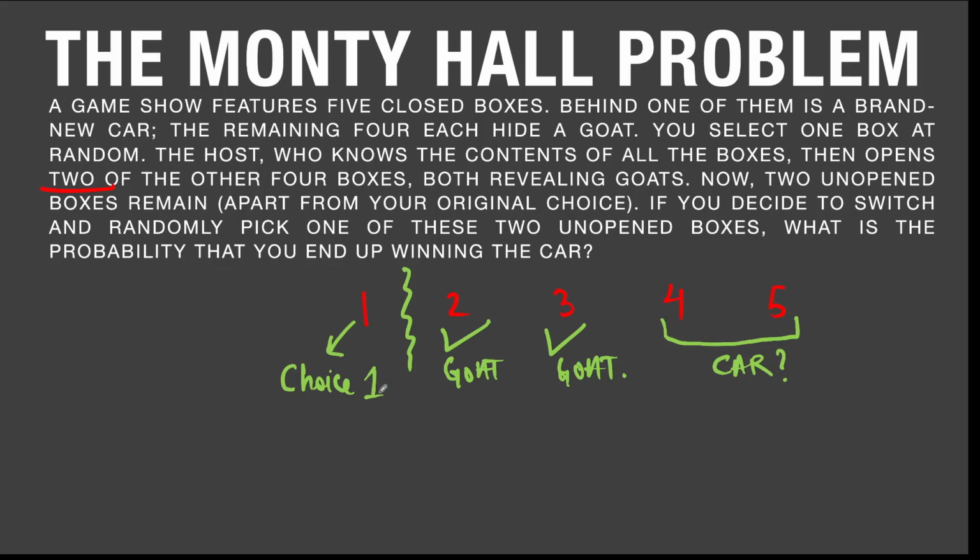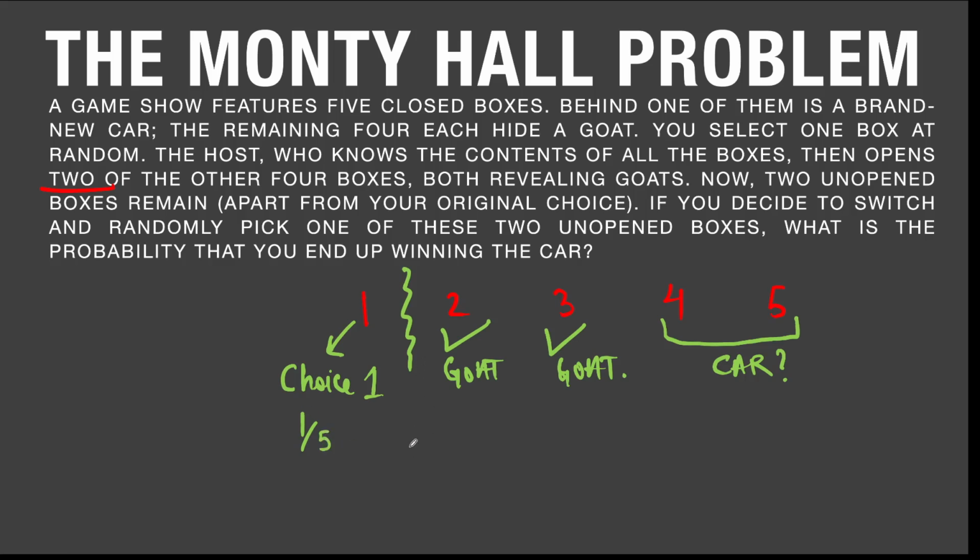Okay, the illustration is complete. The illustration we have over here is pretty clear. Now, I will take you to the solution directly. First of all, choice 1 has a probability of getting a car of 1 by 5.